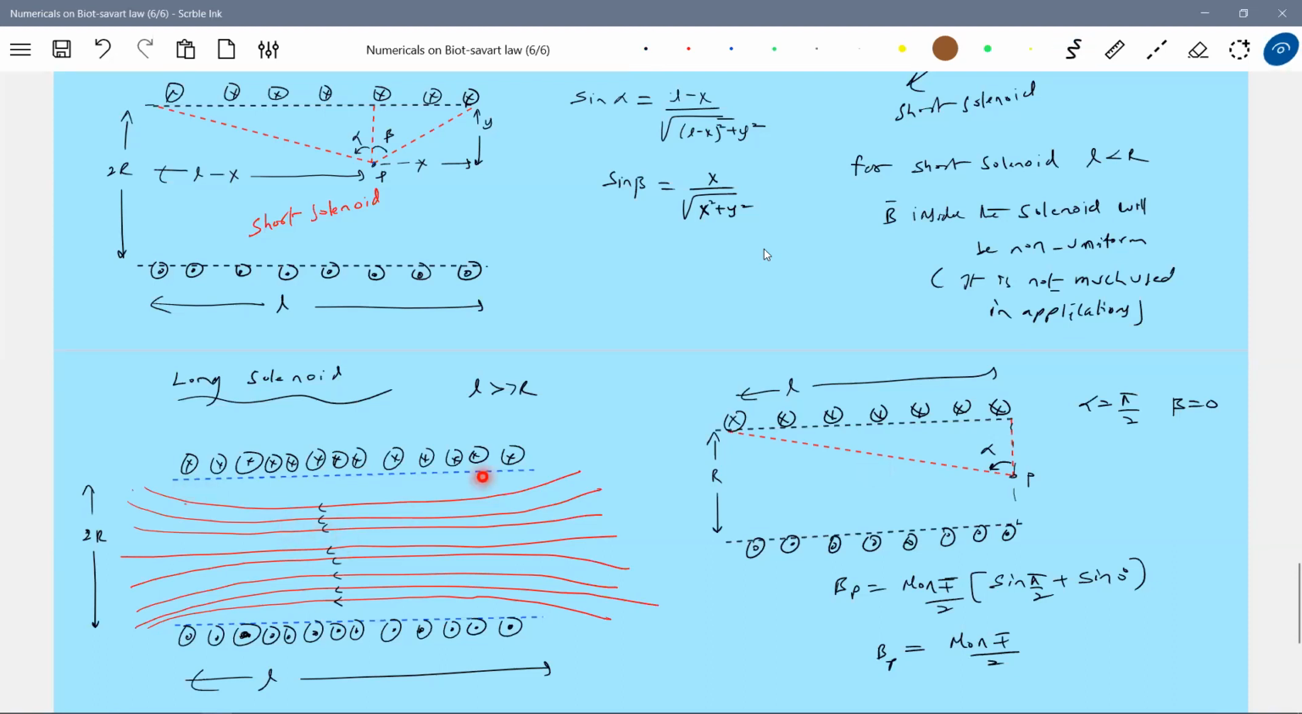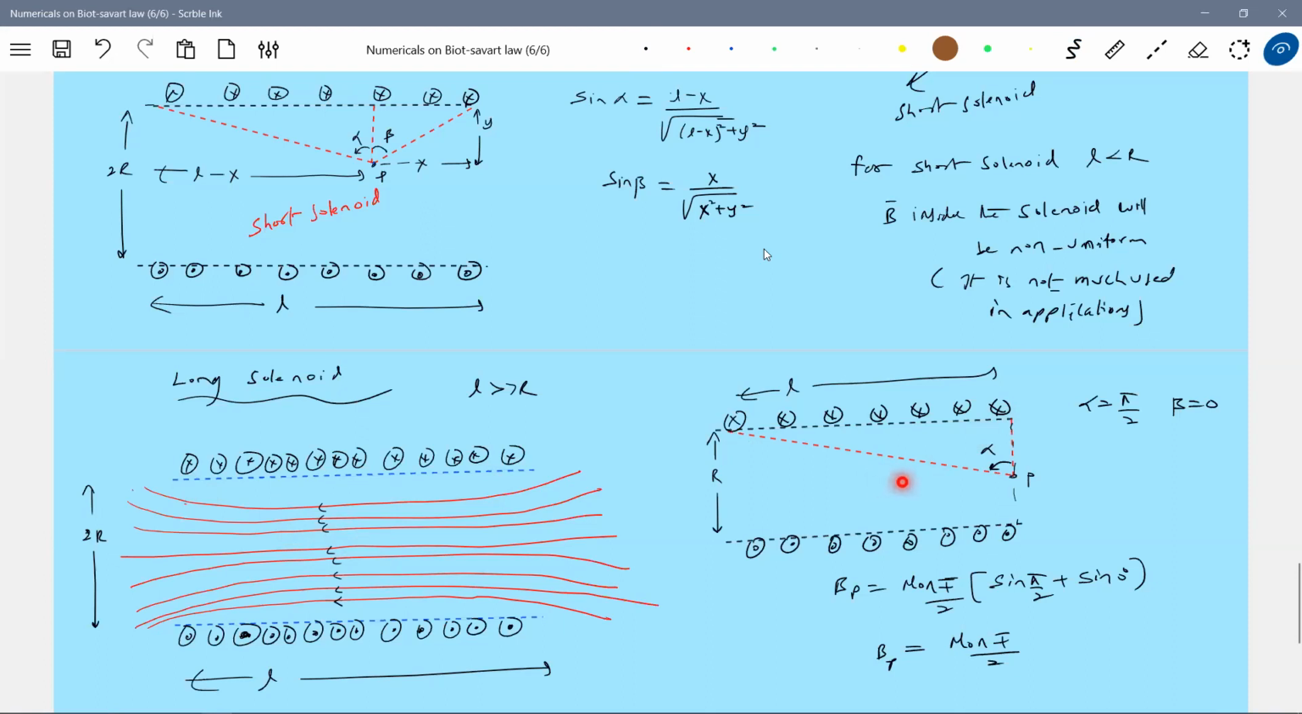So what are alpha and beta? Both will tend to 90 degrees. Then how much is the field inside, exactly in the middle? It will be mu naught Ni. Somewhere here if you take it, alpha, beta tend to 90 degrees, and the field will become uniform, mu naught Ni.